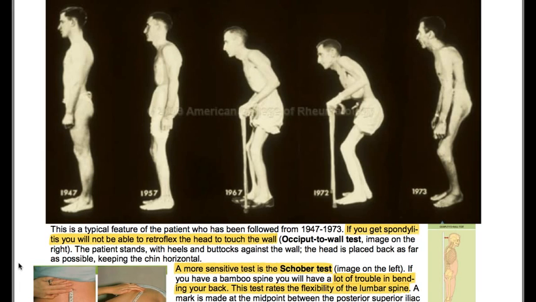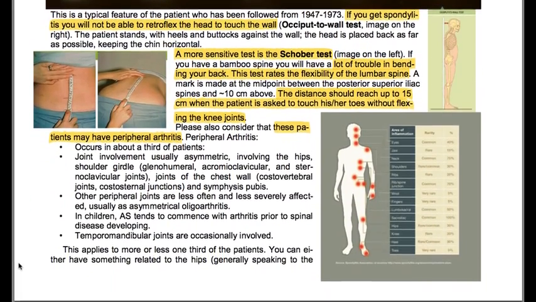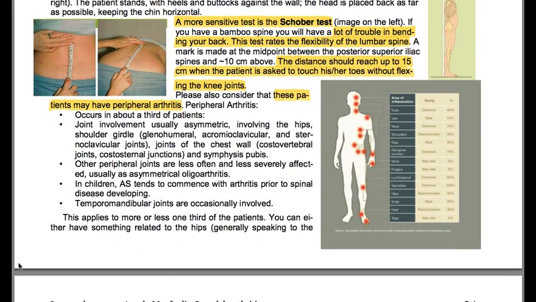A more sensitive test is the Schreiber test. If you have a bamboo spine, you will have a lot of trouble in bending your back. This test rates the flexibility of the lumbar spine. A mark is made at the midpoint between the posterior superior iliac spines and around 10 centimeters above. The distance should reach up to 15 centimeters when the patient is asked to touch his or her toes without flexing the knee joints.